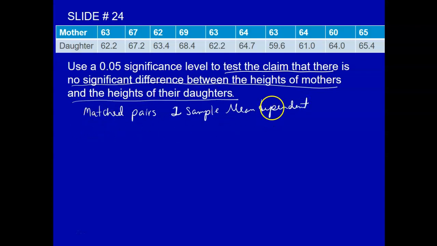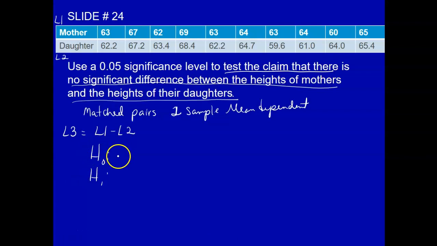Okay, so to do this one, you're going to have to put the mothers in L1 and the daughters in L2. And then L3, you're going to have to do L1 minus L2. So most of this is going to be done in the calculator. So we're really just looking at the difference between these two data sets. To set this one up, I don't really have a lot of values to identify because most of them are simply in the calculator itself.